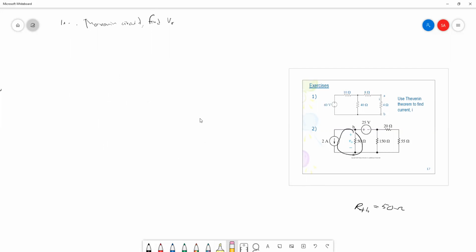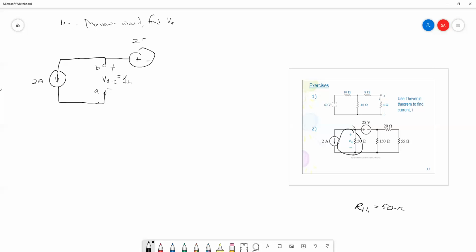Next is actually to find the VTH. So for VTH, you need to turn back on all the voltage and current sources. So the circuit will be like this. 20 ampere. Still, this is your load terminal, which has been disconnected. Okay, this is your positive, negative. So this is your VOC or VTH. Okay, then this is your voltage source, 25 volt.